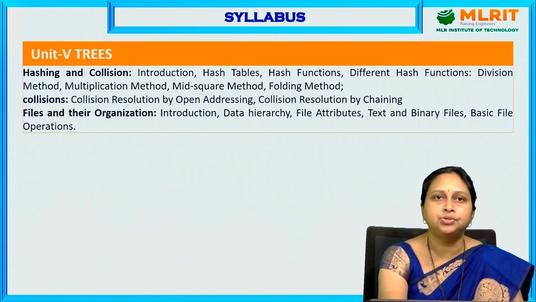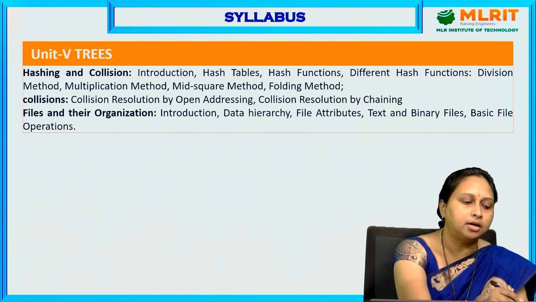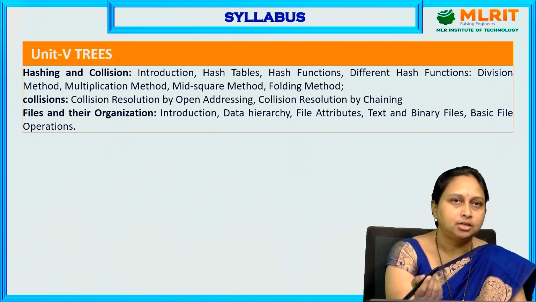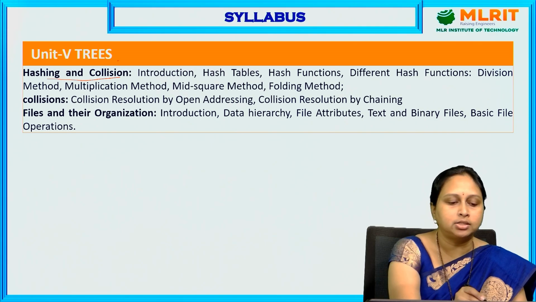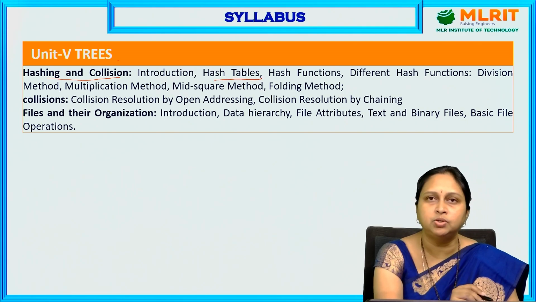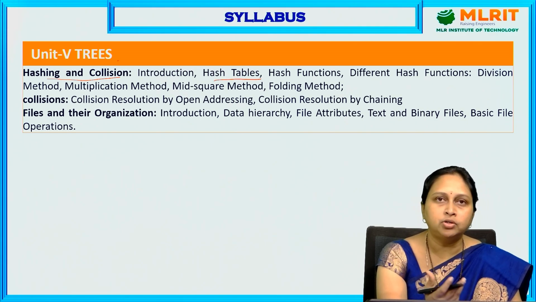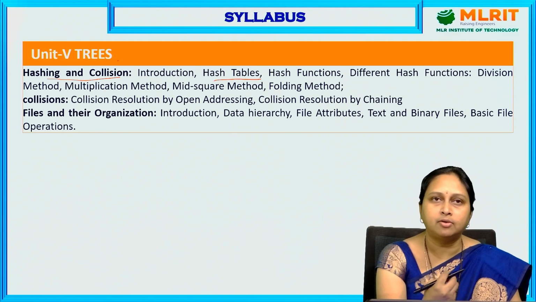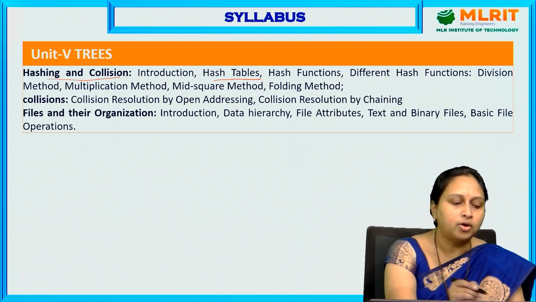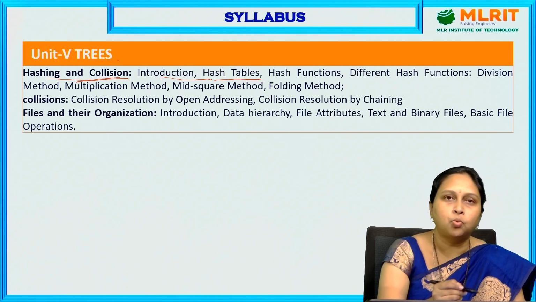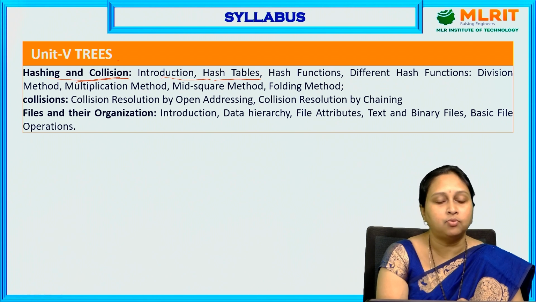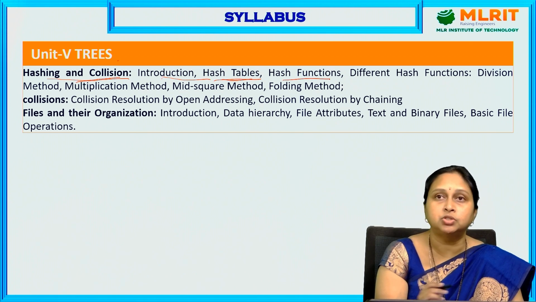And the last unit we are going to cover is about hashing and collision. And here we are going to discuss what hash tables are. Mainly hashing will be used for searching, right? When you want to search for a particular element, in that case we are going to have some searching techniques, and one of the concepts we are going to use is hashing. Here we'll be seeing the introduction to hashing, what are the different hash tables we are going to use, and what are the different hash functions we are going to have.